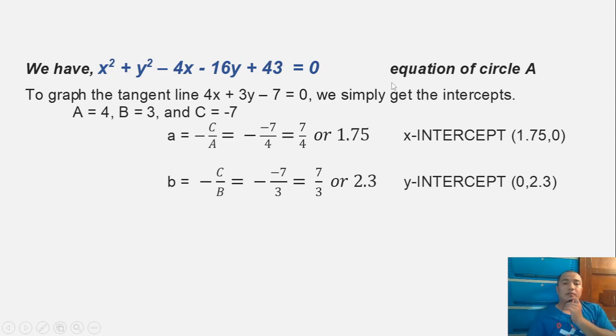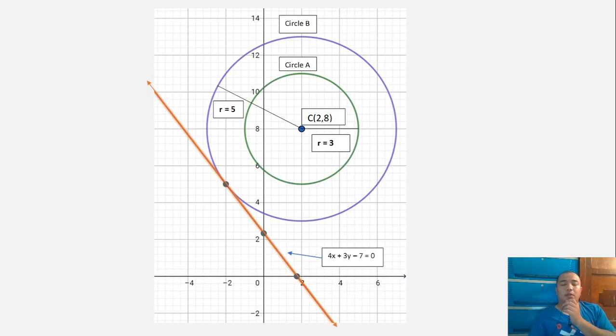Okay, for the last step, we will graph the concentric circles together with the tangent line. So to graph the tangent line, we need the x and y intercepts. For x-intercept, negative c over a. For y-intercept, negative c over b. Yan. A is 4, b is 3, c is negative 7. So the x-intercept is 1.75, the y-intercept is 2.3. Yun, dito na siya. 1.75 and 2.3 are its x and y intercepts.